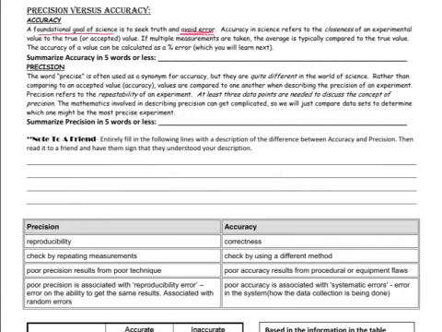So accuracy in science refers to the closeness of an experimental value to the true or accepted value. So we may not know if this is a truth yet, but it's a value that everyone has accepted as a goal. If multiple measurements are taken, the average is typically compared to the true value. So the accuracy of a value can be calculated as a percent error. And we're going to learn that later in the week.